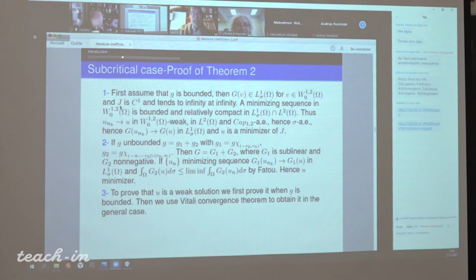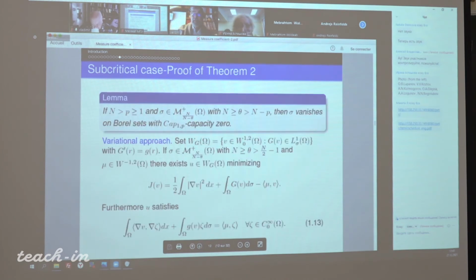And we use, of course, the fact that a set with C1,2 capacity zero is negligible, as a consequence. Now, the function capital J, which is the antiderivative, which is my capital G in that case.